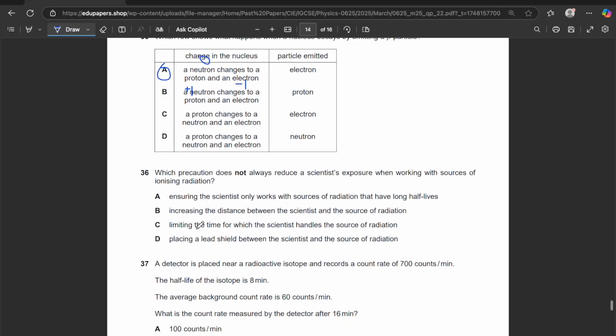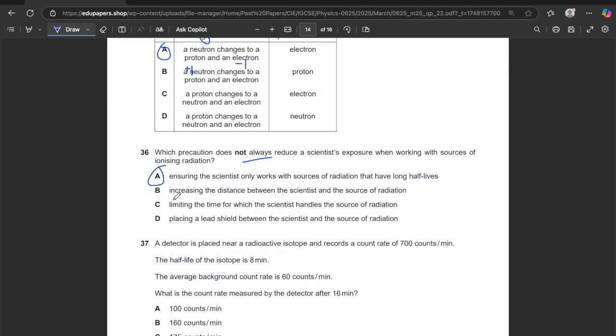So 36. Which precaution does not always reduce a scientist's exposure to working with sources of ionizing radiation? A. Ensuring the scientist only works with sources of radiation that have a long half-life. So intuitively, you might think with a long half-life, that would be a slower rate of radiation. Well, that is true, and it's asked for 'does not always'. So this is the correct answer. It's not always completely sure whether it is safe or not.